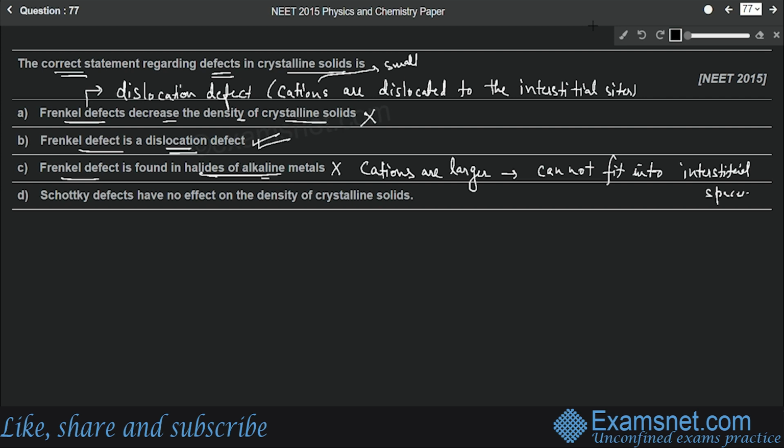Then the last statement says Schottky defects have no effect on the density of the crystalline solids. This is also incorrect because Schottky defects decrease the density of the crystalline solids. In this case the density decreases. So the only correct statement is the second statement. So option B will be the correct answer.